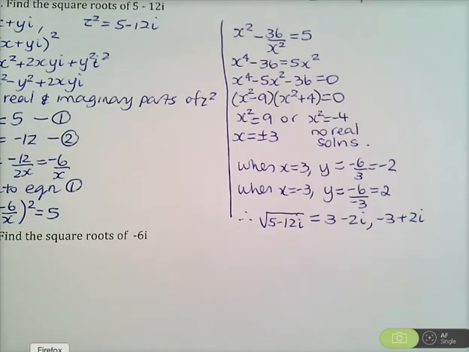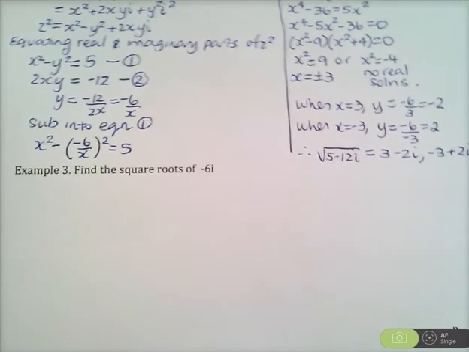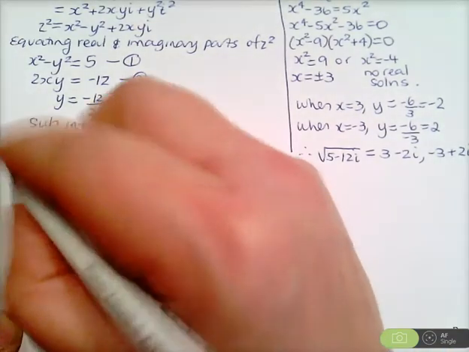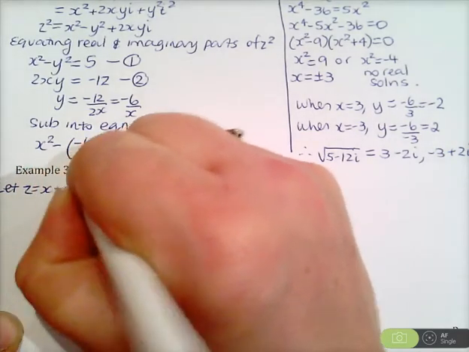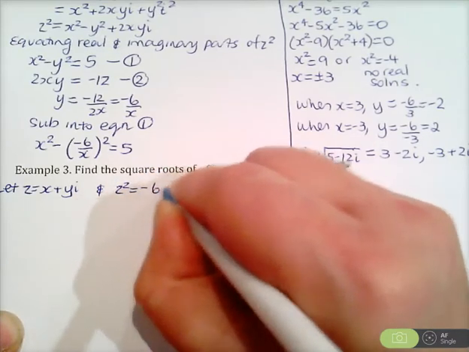All right, now we can try the last question to find the square roots of -6i. Okay, hopefully you've tried this, pause the video, and it's exactly the same method as the 2 questions before. I'll just quickly go through it. Again, let z equal x plus yi and z squared equal to -6i.